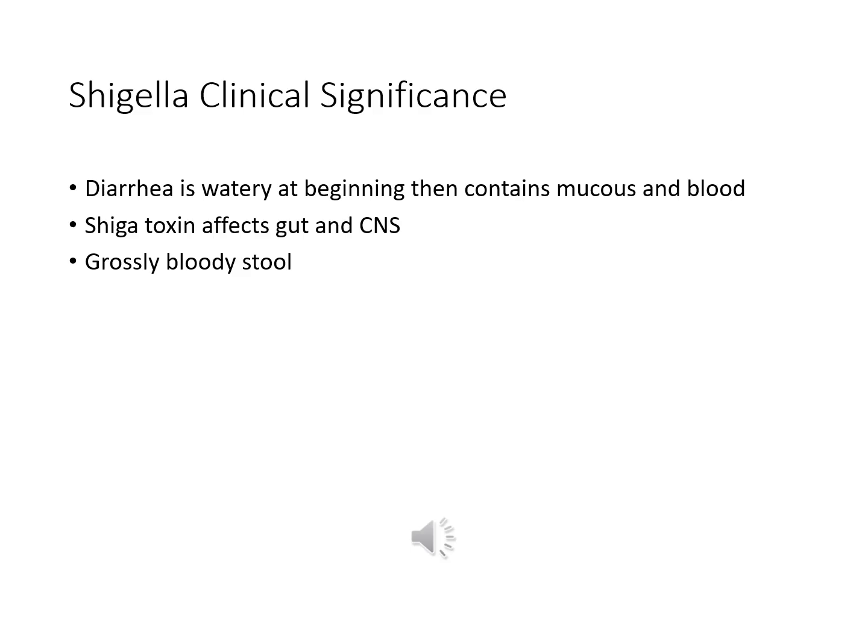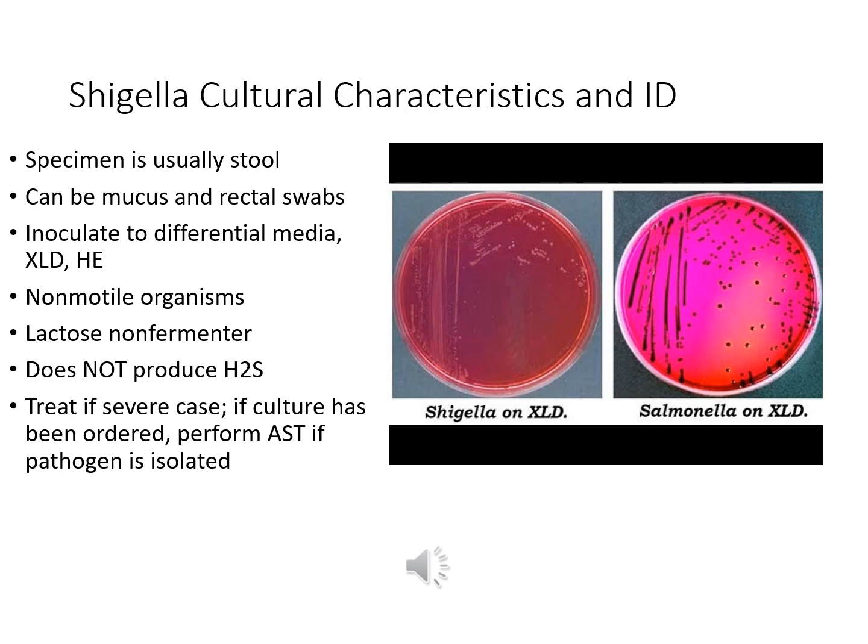An infection due to Shigella will result in the patient having diarrhea. That basically starts as watery at the beginning, and then it'll switch to a stool containing mucus and blood. That's typically due to the Shiga toxins that will affect the gut and sometimes even the central nervous system. So oftentimes what you're going to get is a grossly bloody stool specimen. Sample type again is going to be stool. Sometimes it's going to be that bloody stool we mentioned earlier.